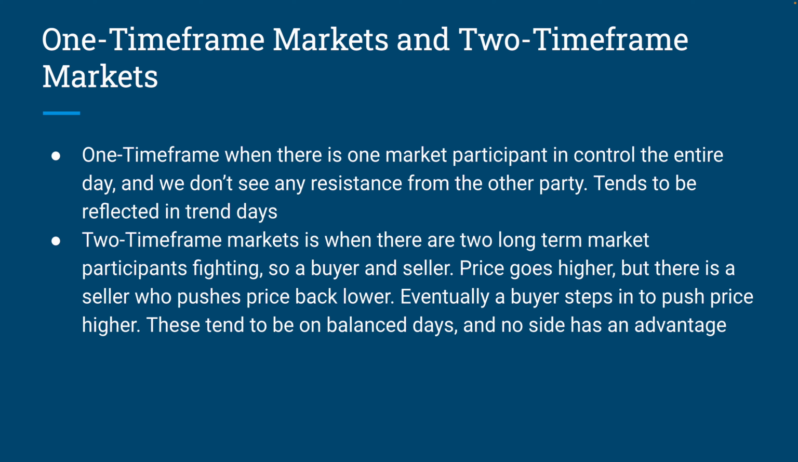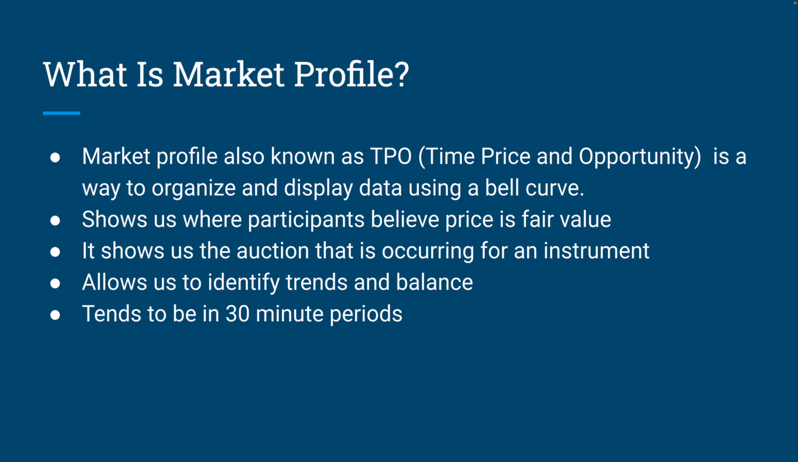Next up, one time frame markets and two time frame markets. One time frame is when there is one market participant in control of the entire day and we don't see any resistance from the other party. This tends to be reflected in trend days. Two time framing markets is when there are two long-term participants fighting. So a buyer and seller, price goes higher, but there's a seller who steps back in to push price back lower. Eventually a buyer steps back in to push price higher. These tend to be balanced days and no side has a real advantage.